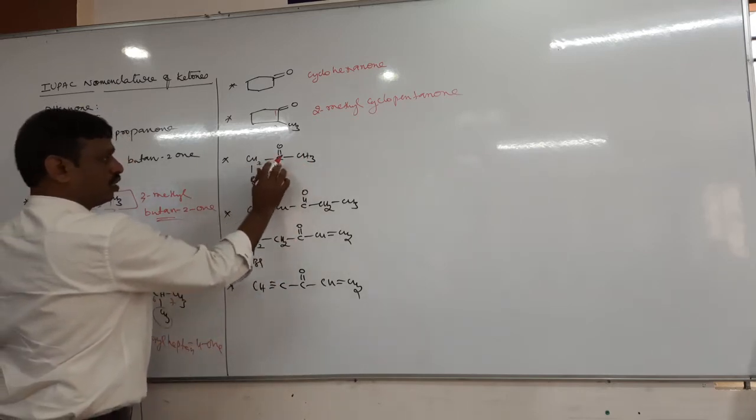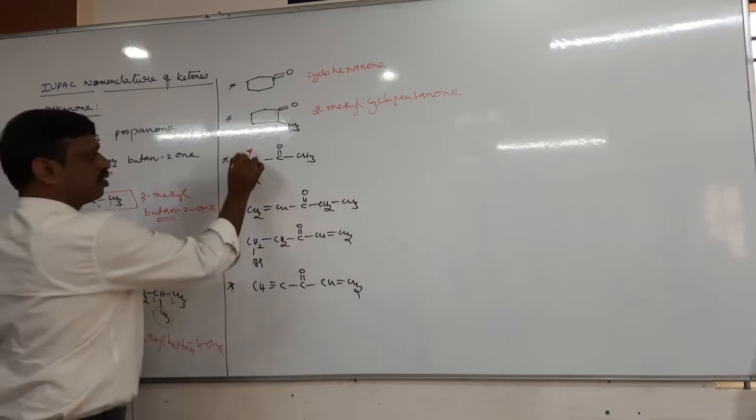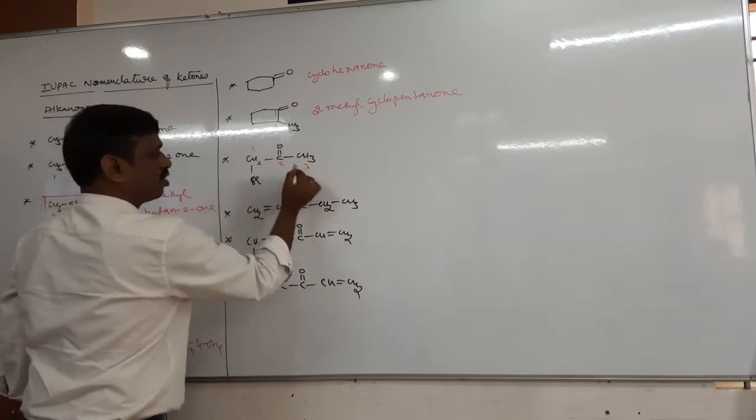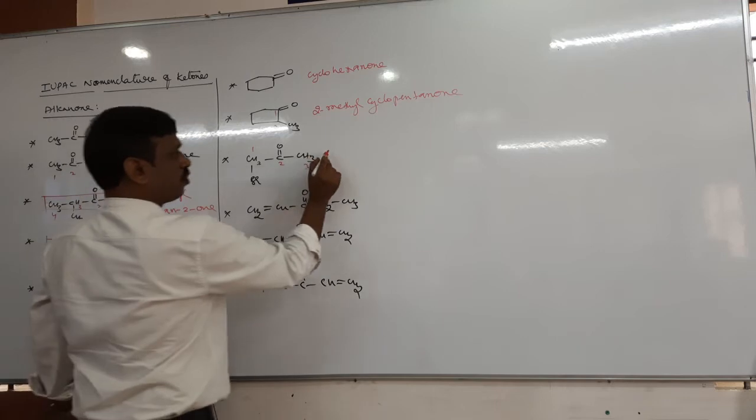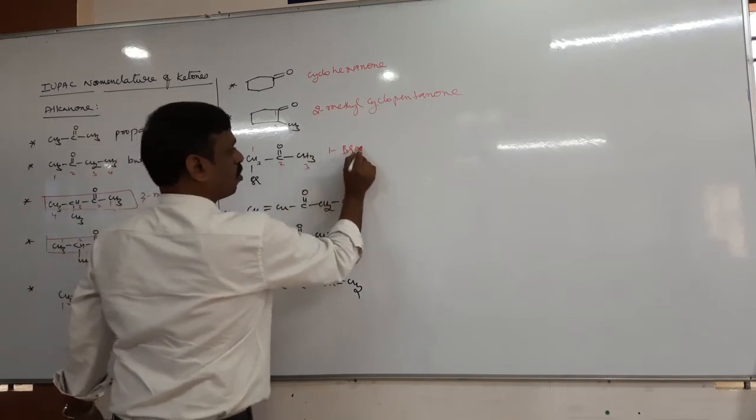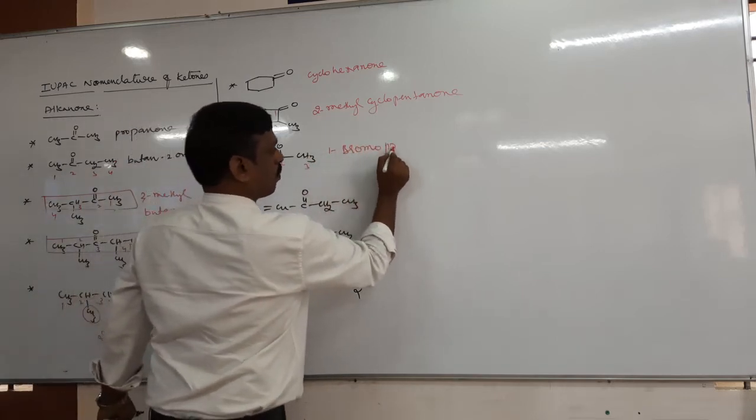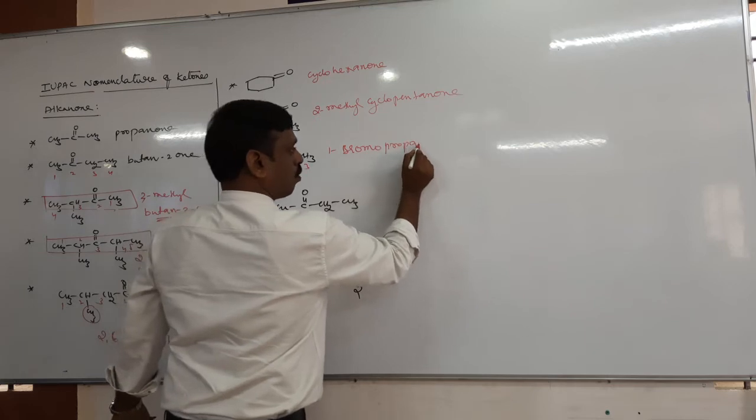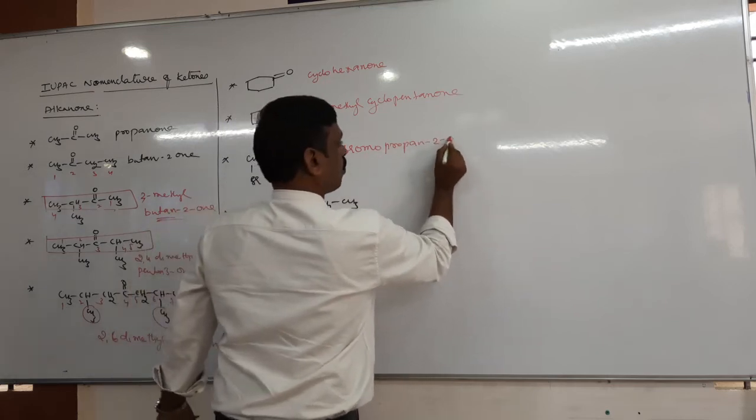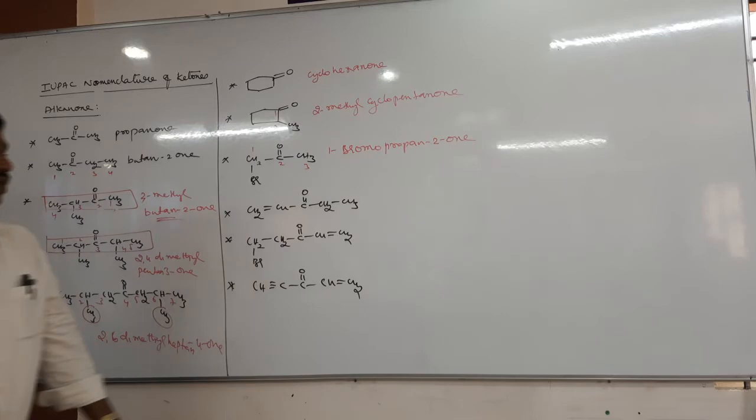Next, on one side bromine is there. You know this keto group gets the same numbering, right? That's why bromine gets first priority. So therefore it is 1 bromo propane. Which one? Propane 2-one. So 1 bromo propane 2-one.